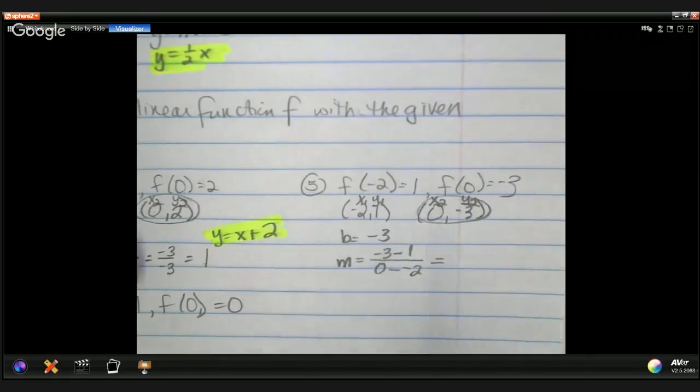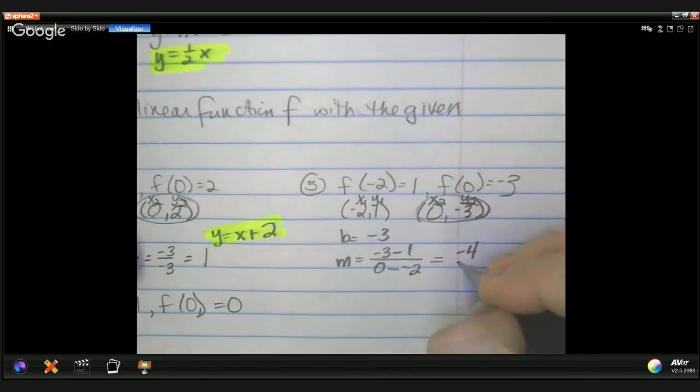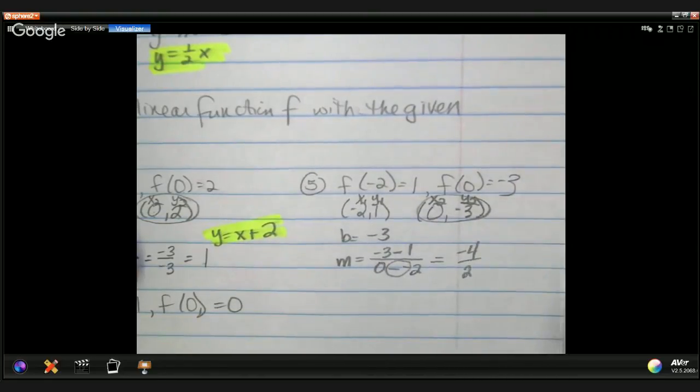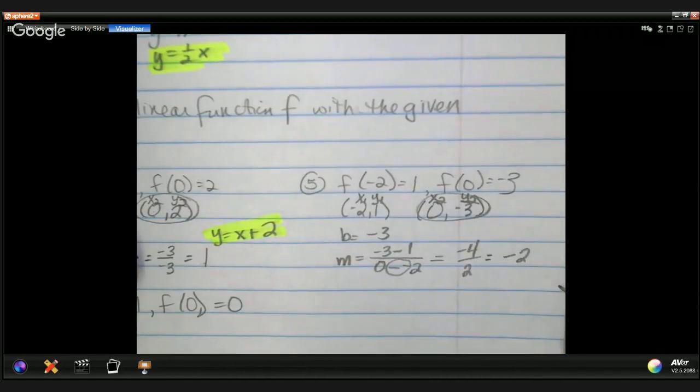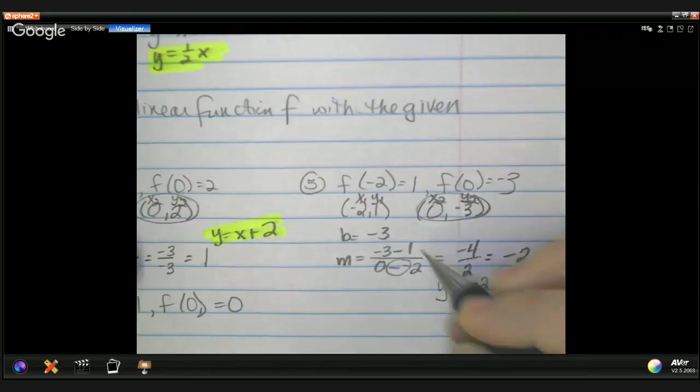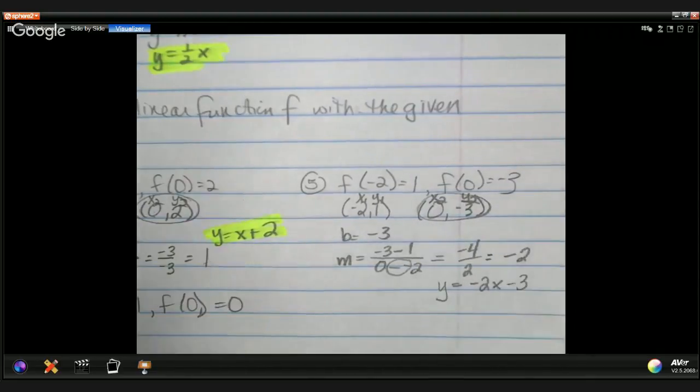Negative 3 and a negative 1 make a negative 4. 0 minus negative 2 make a positive 2. And so negative 4 divided by 2 is a negative 2. So now when I plug it in, y equals mx plus b, my m is negative 2, and my b is negative 3.